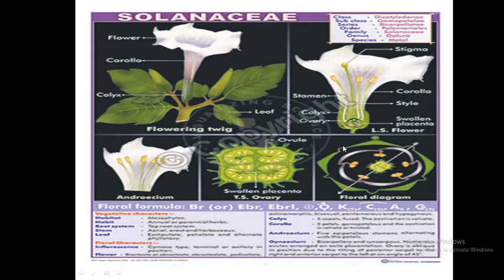Withania somnifera, ashwagandha plant: the plant is used in the treatment of cough. It is also used in the preparation of paneer in some areas. Hyoscyamus niger, henbane plant: it is a medicinal plant. The leaves yield an alkaloid, hyoscyamine, which is used as sedative and also in the treatment of cough.